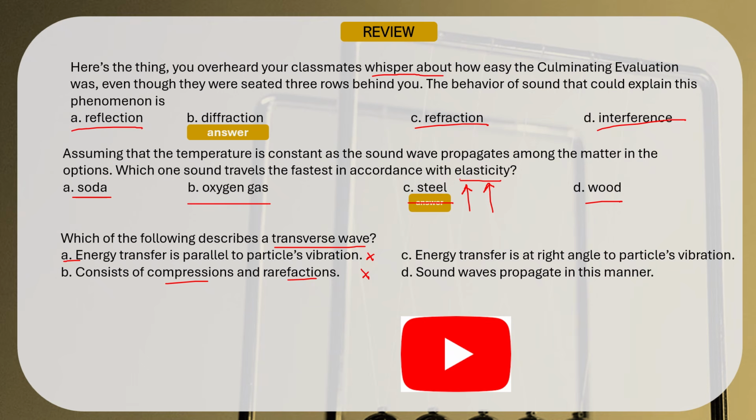A transverse wave has troughs and crests. Up, down, up, down. So the energy transfer is at right angle to particle vibration. This is now a good description. And sound waves do not propagate in this manner. They will not propagate via a transverse wave, but via a longitudinal wave. The correct answer is C.